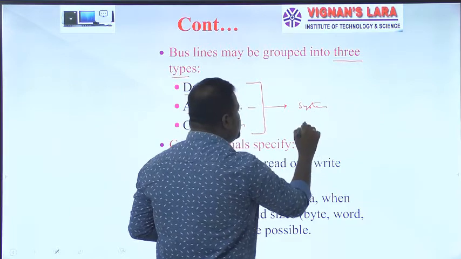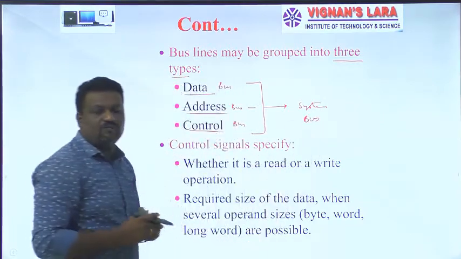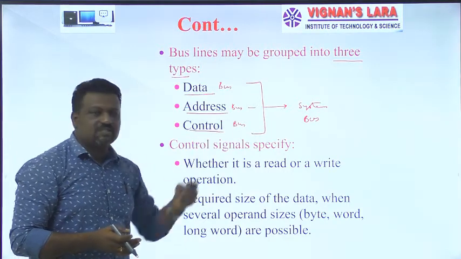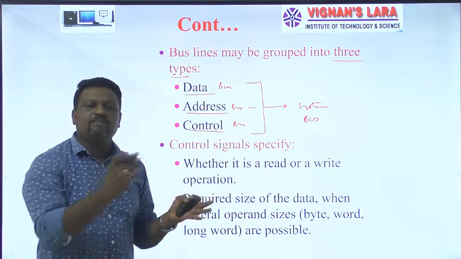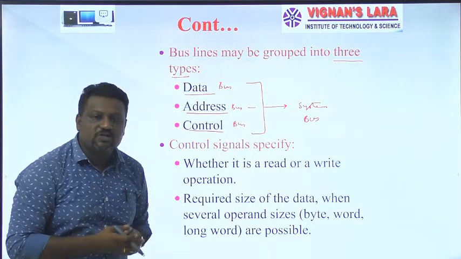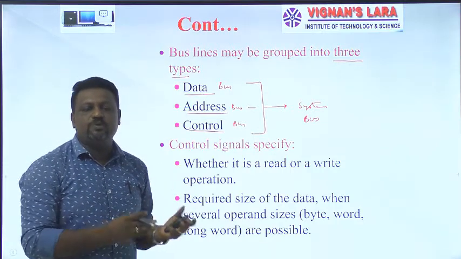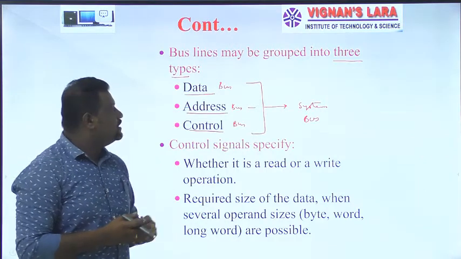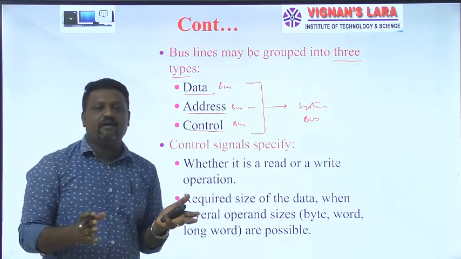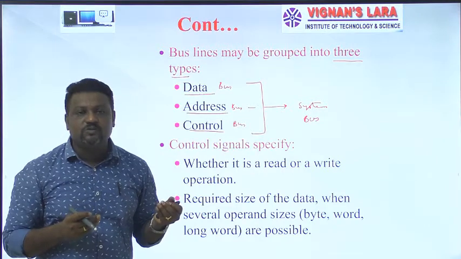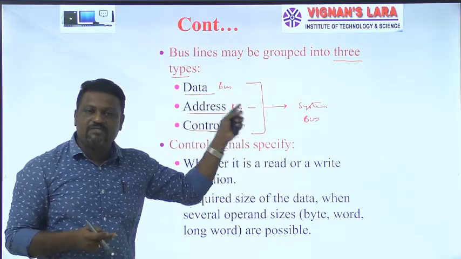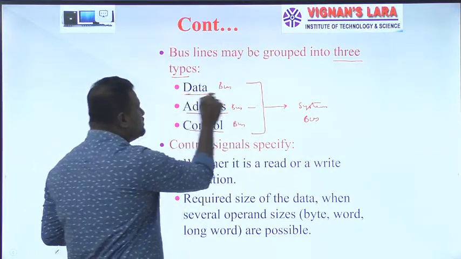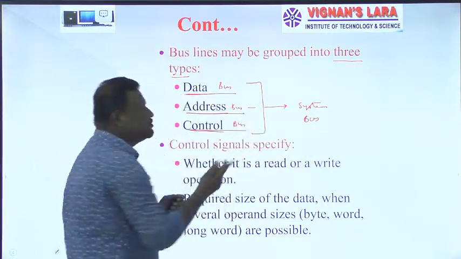So, the combination of these buses is what we call a system bus. We know what a system bus can do. The system bus provides communication between the major parts of a computer system like CPU, memory and I/O devices. So here the bus lines we divide into three different groups. Those are the data bus, address bus and control bus. What is the job of this data bus, address bus and control bus?